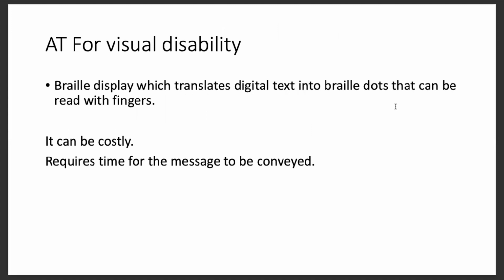Assistive technology for visual disability is the Braille display, which translates digital text into Braille dots that can be read with fingers. It can be costly, and it requires time for the message to be conveyed.